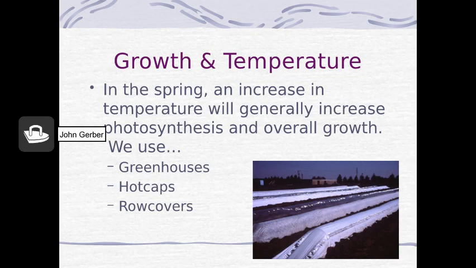There are several ways of increasing temperature in the spring in the northern hemisphere. We use greenhouses, hot caps, and row covers. Here you can see some plastic row tunnels which are used to warm up the crops in the spring. These tunnels not only warm the plant up during the day, but prevent them from getting too cold at night.